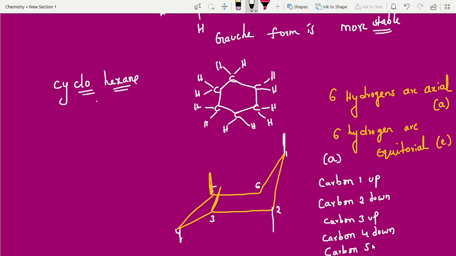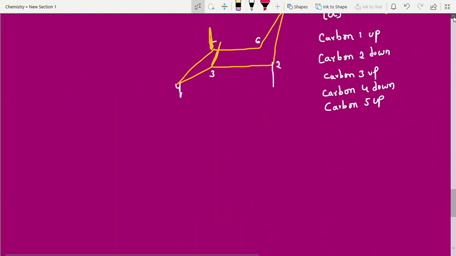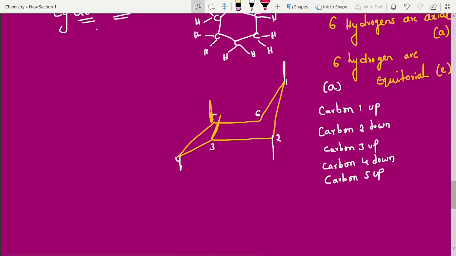Okay. Next carbon 6. Carbon 6 down. This is what, students? Carbon 6 down. Yes. This is carbon 6. This is down. That's it. So one is, this is up. Right? Up.